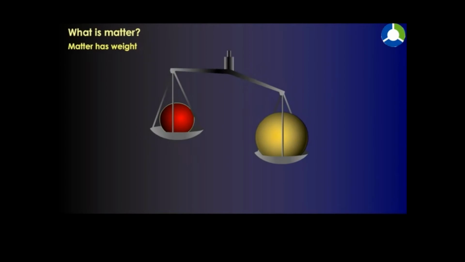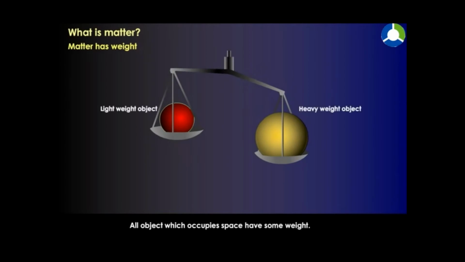Matter has weight. All objects which occupy space have some weight. The object is called light or heavy depending on the weight it has.